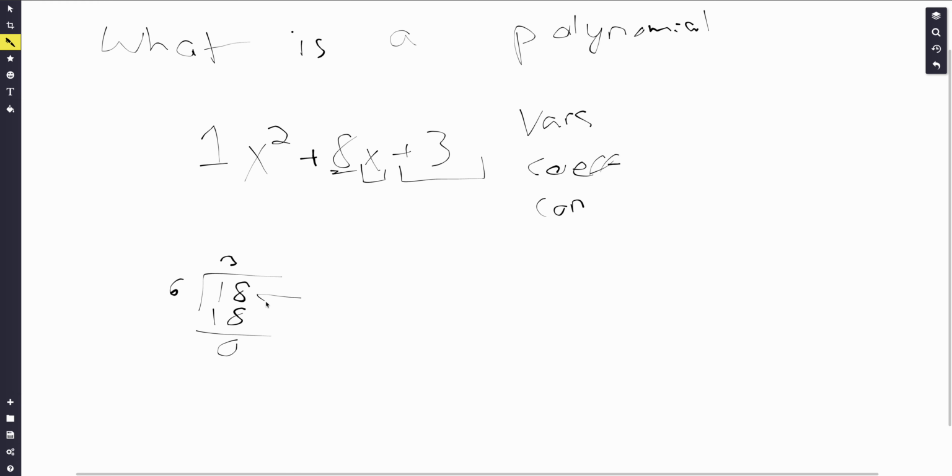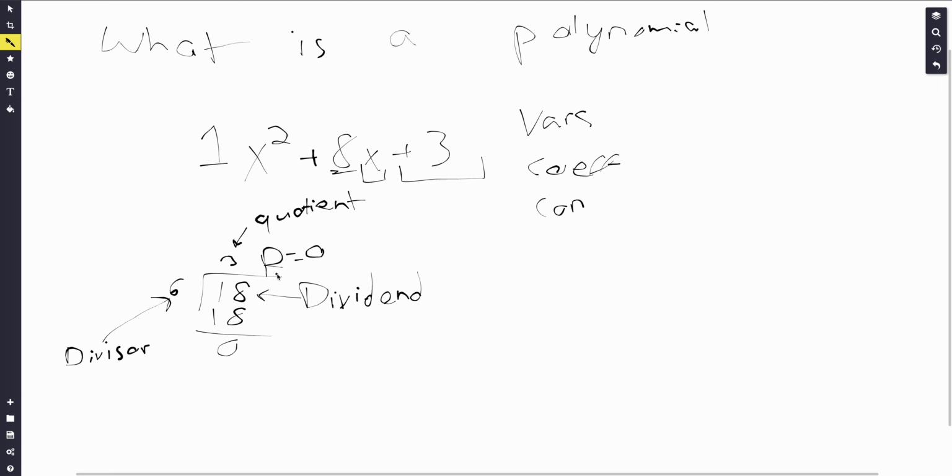So this right here, this 18 that we initially put, that's called the dividend. Dividend. Okay, that's the number inside when you're dividing. And this right here, the 6, that would be the divisor. Divisor. And this 3 right here, that's your quotient. And sometimes there's a remainder, but in this case, the remainder is 0. So we do just write r is equal to 0.